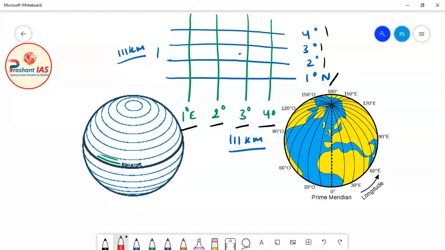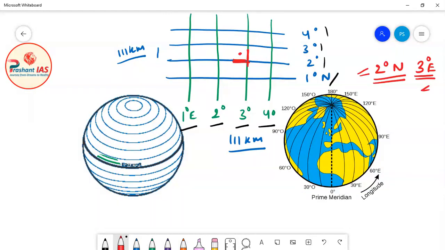So friends, now let's suppose you are standing somewhere here and your friend is asking you your location. If there are no minutes and no seconds, then what will you do? You will see what is your nearest latitude and longitude. My nearest latitude is 2 degree north, and my nearest longitude is 3 degree east. So you will tell your friend that I am standing at 2 degree north latitude and 3 degree east longitude. Please come to meet me.